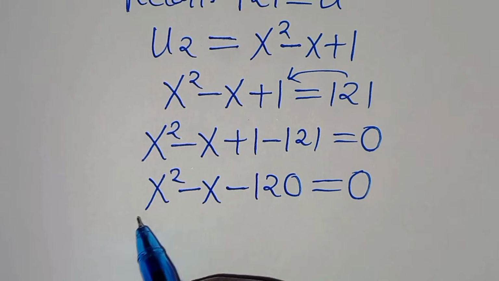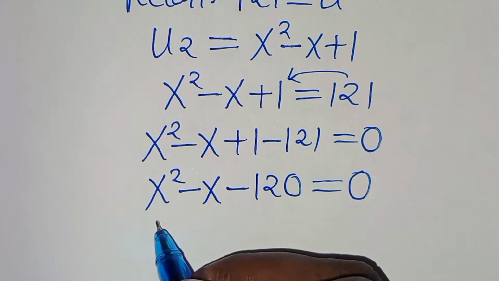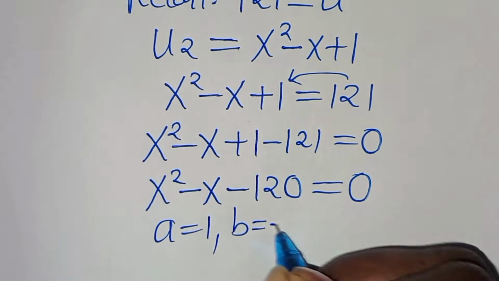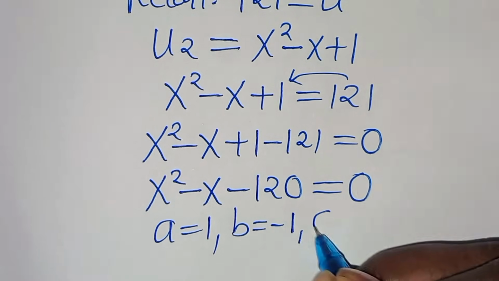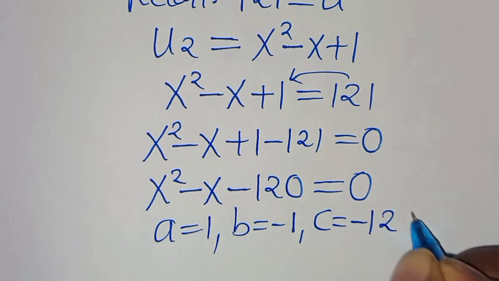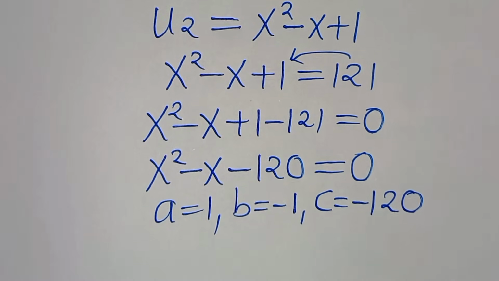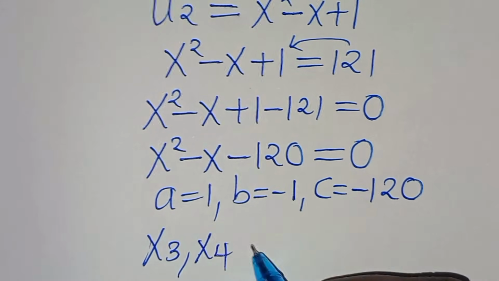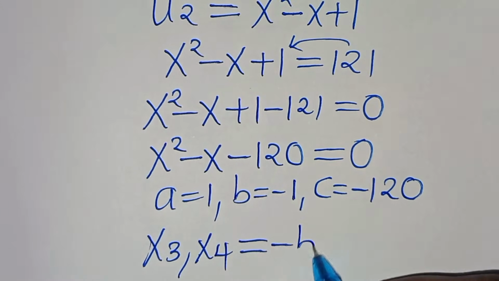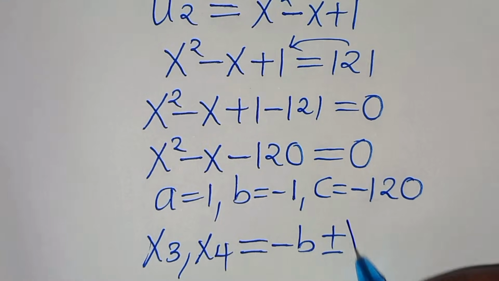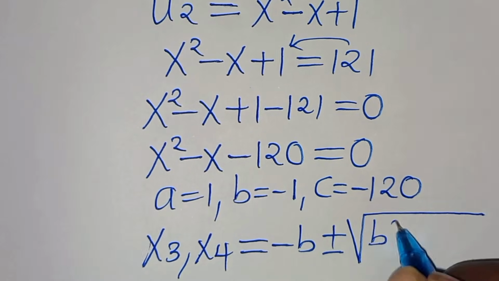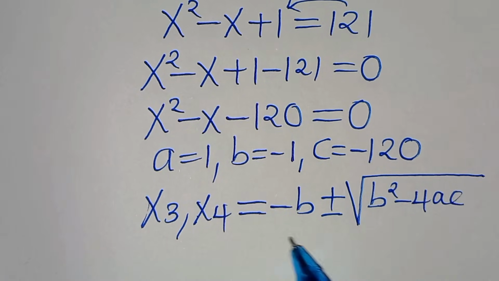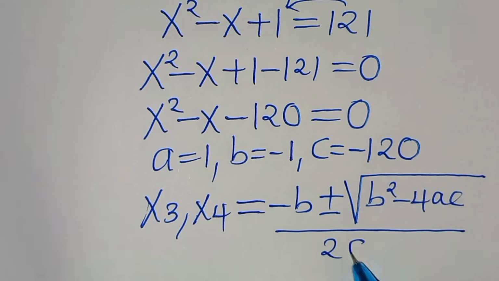Now this is the quadratic equation here. Again, we have that a is equal to 1, b is equal to minus 1, and that c is equal to minus 120. So we can solve for x3, x4 by applying the quadratic formula here, which is minus b plus or minus the square root of b squared minus 4ac. Everything here divided by 2 times a.